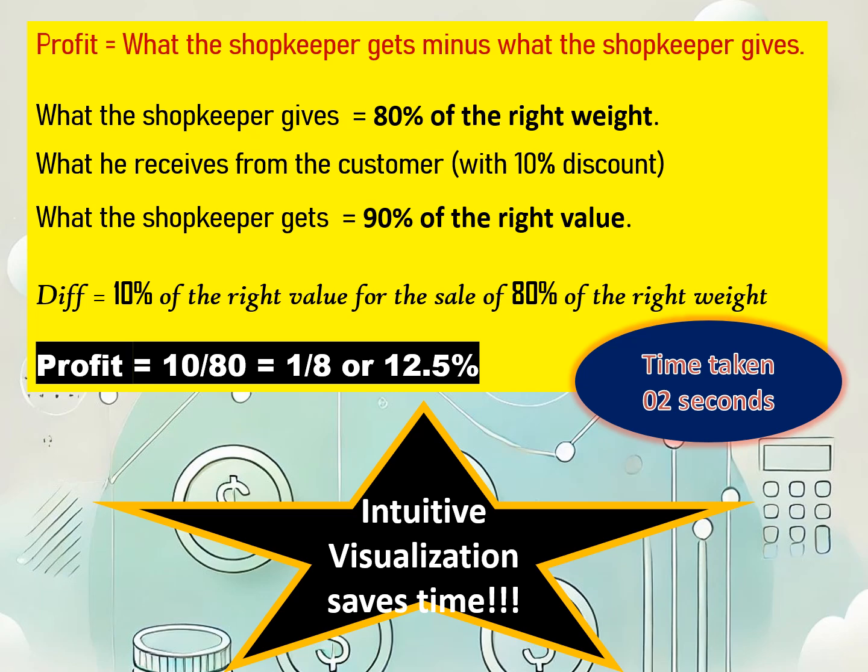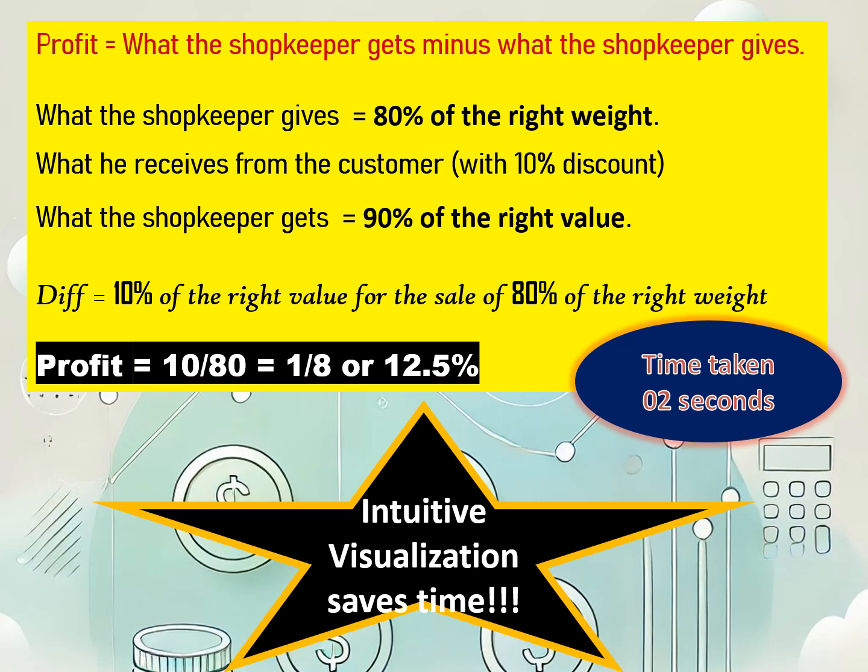Supposing 1 kg is supposed to be the transaction, but actually only 800 grams is the actual transaction. So 10% of the right value for the sale of 80% of the right weight. You did not sell the full 1 kg, you sold only 800 grams. So 10% of the right value for the sale of 80% of the right weight. That means 10 divided by 80, which is 1 by 8 or 12.5%. And that's exactly what we got by the conventional method.